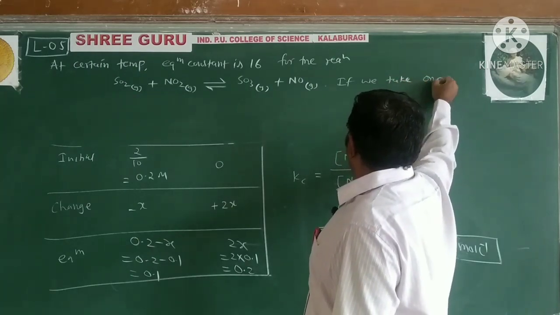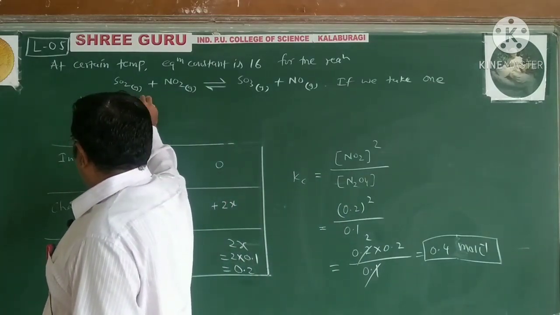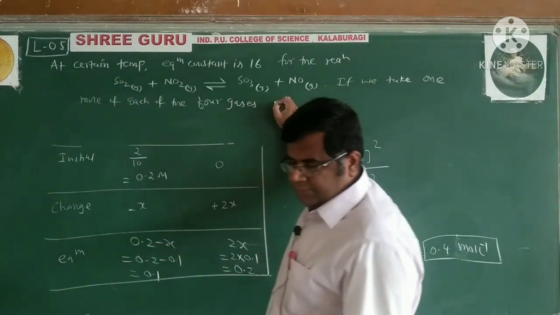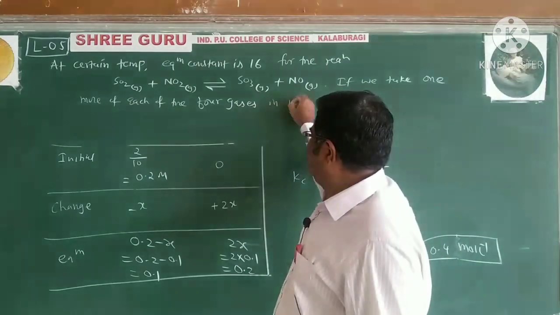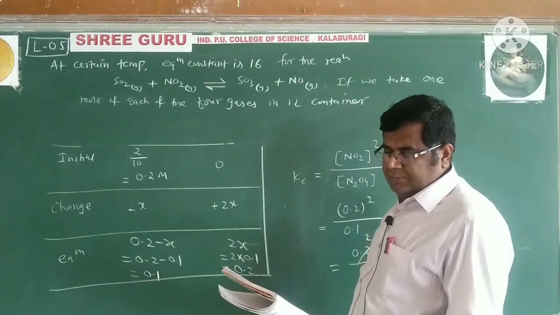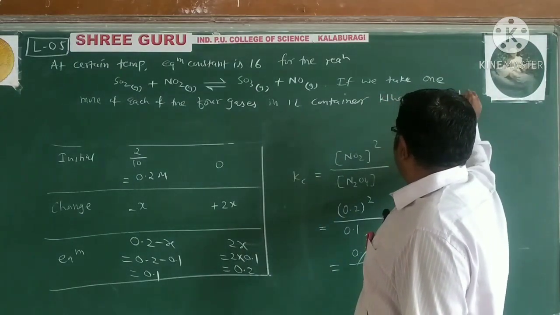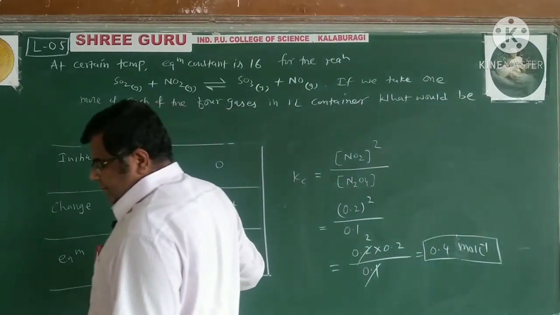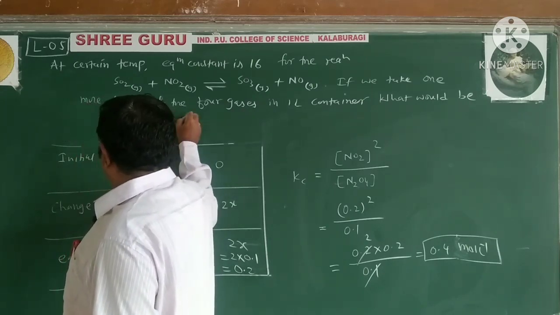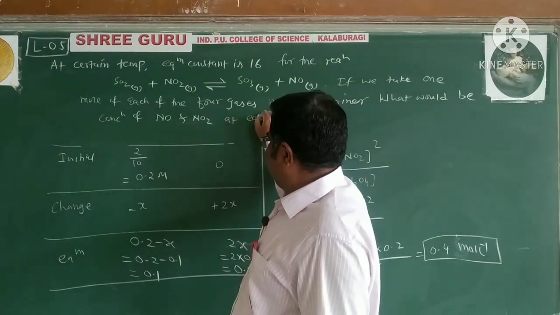If we take 1 mole of each of the 4 gases in a 1 liter container, what would be the concentration of nitric oxide and nitrogen dioxide at equilibrium?